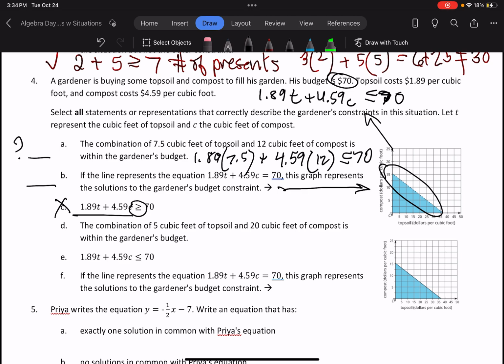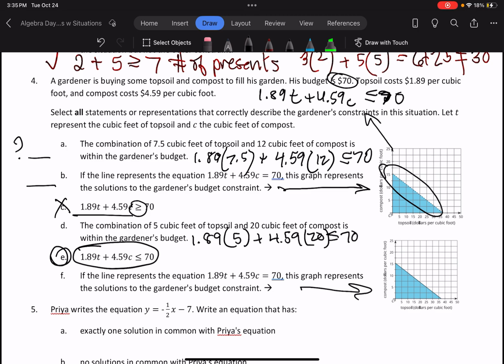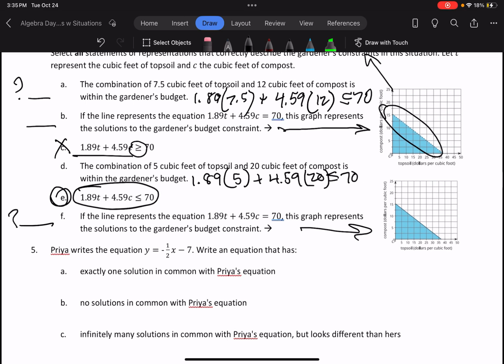Letter D says the combination of 5 cubic feet of topsoil and 20 cubic feet of compost. So again, you're going to substitute in here and see if this works, right? If we were to do that, is that a valid cost? And then letter E does match our equation with less than or equal to, so E looks good. And F, if the line represents the equation, this graph represents it. So notice this has a solid line here, so you want to see, is that an accurate graph? Yes or no, and you can decide. All right? So tell me which ones are accurate, which ones are not. You have to do the computations to decide, though.